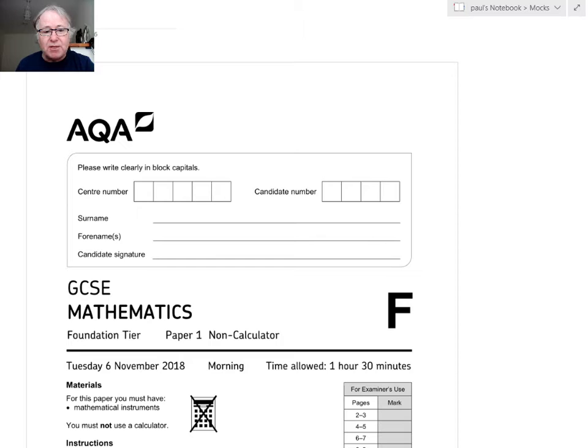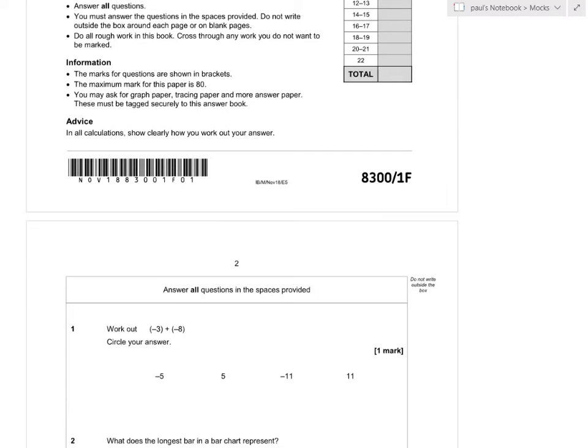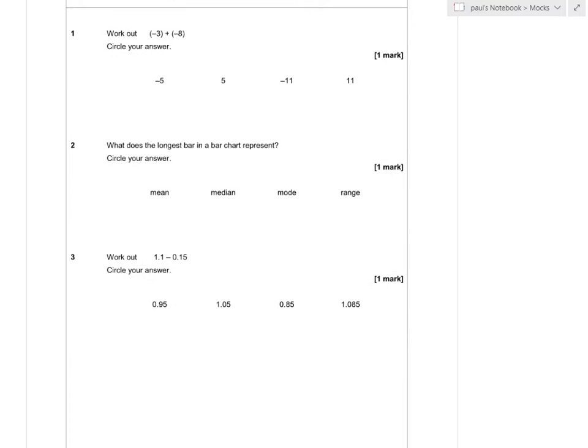AQA Foundation GCSE Maths, Paper 1 Non-Calculator, November 18. Right, so no calculator, November 18. Right, this is the last series that has been released by AQA. So let's see what we can do with this one. So minus 3 and minus 11, so I use the word and, is minus 11.